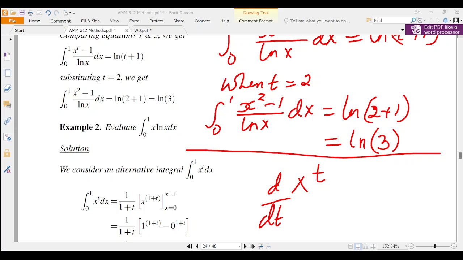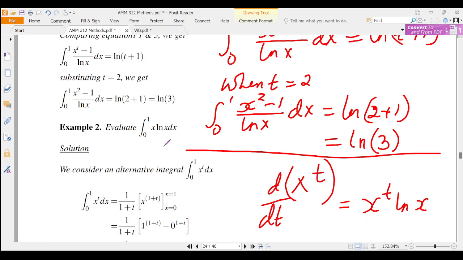So the choice of this new integral is based on the realization that when we differentiate x raised to power t with respect to t, we get x raised to power t times logarithm of x. So basically we see that we can easily get the integral that we want by differentiating and then setting t as 1. So we therefore now consider this integral.